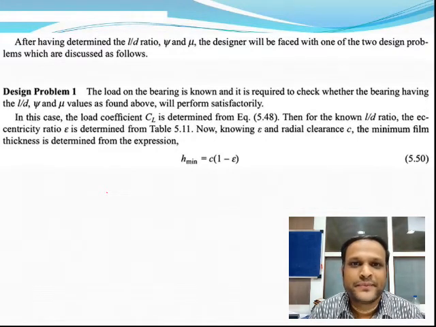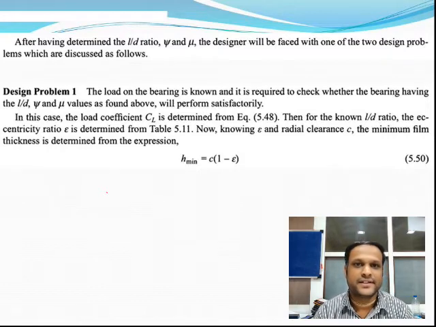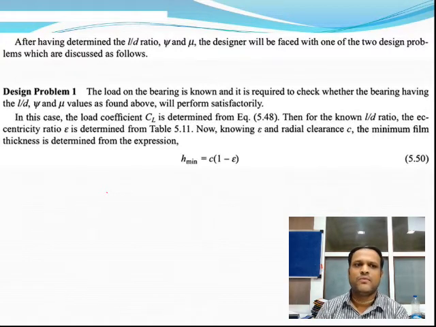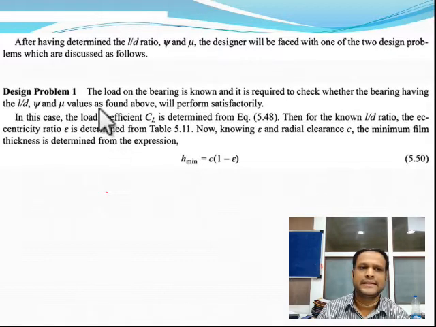Hello friends. After understanding all the different parameters which affect bearing performance, now it's time to understand real life design problems. So they are basically categorized into two types, and we will study the different design problems.